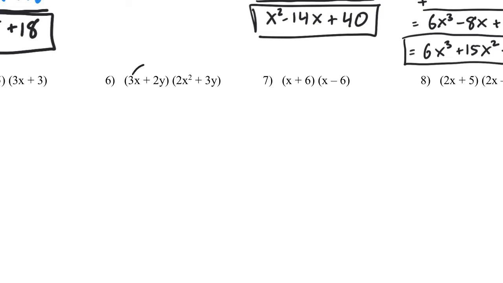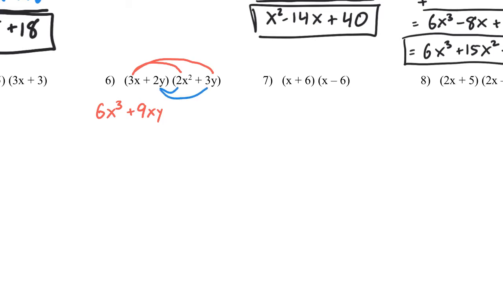So again, first distribution, just taking that first term, distributing it to everything in the second polynomial. So we're going to get a 6x cubed plus 9, so 3 times 3 is 9, x times y. We don't have any other way to write that other than just xy. Okay? Don't try to overcomplicate that. It's just x times y, we just write it xy.